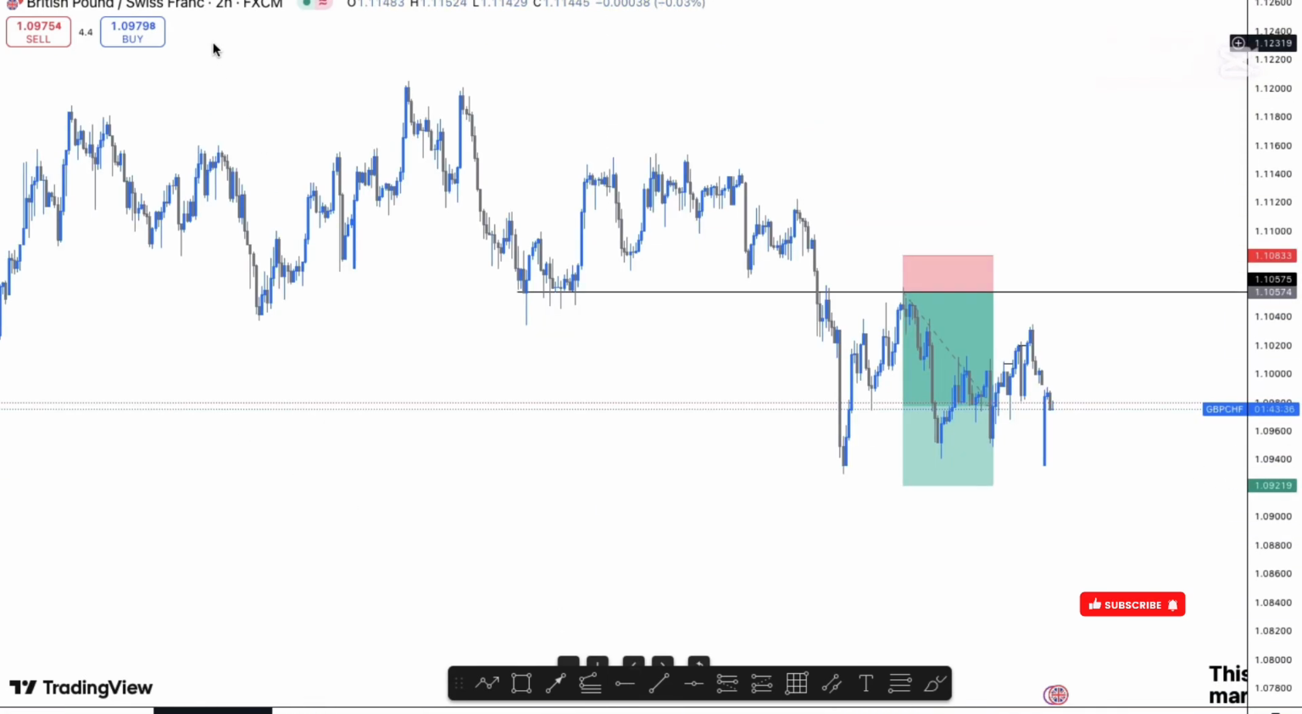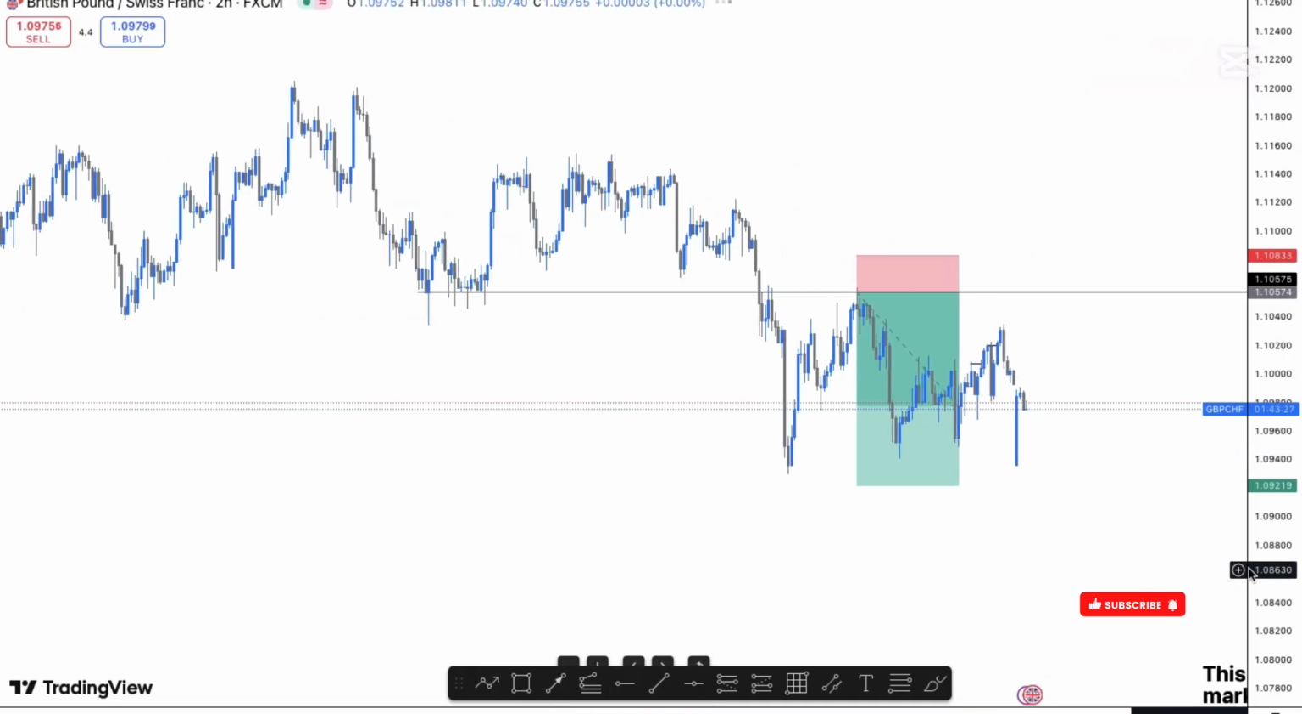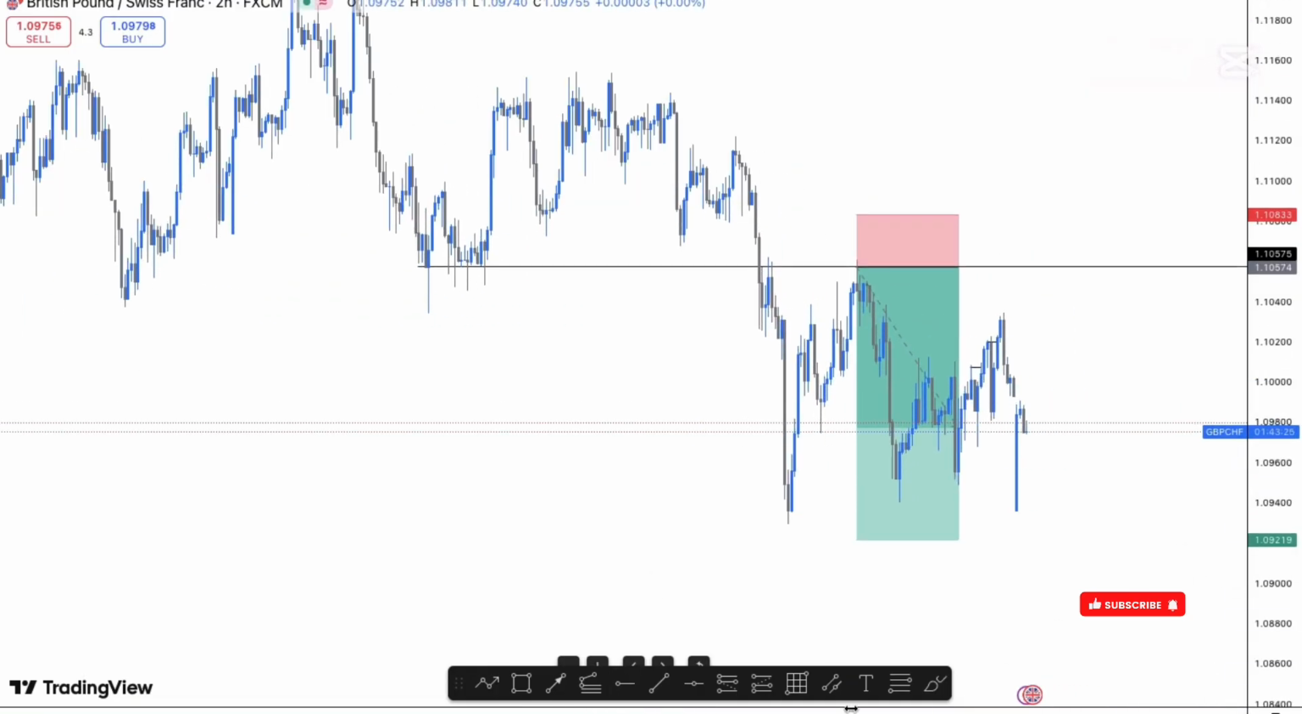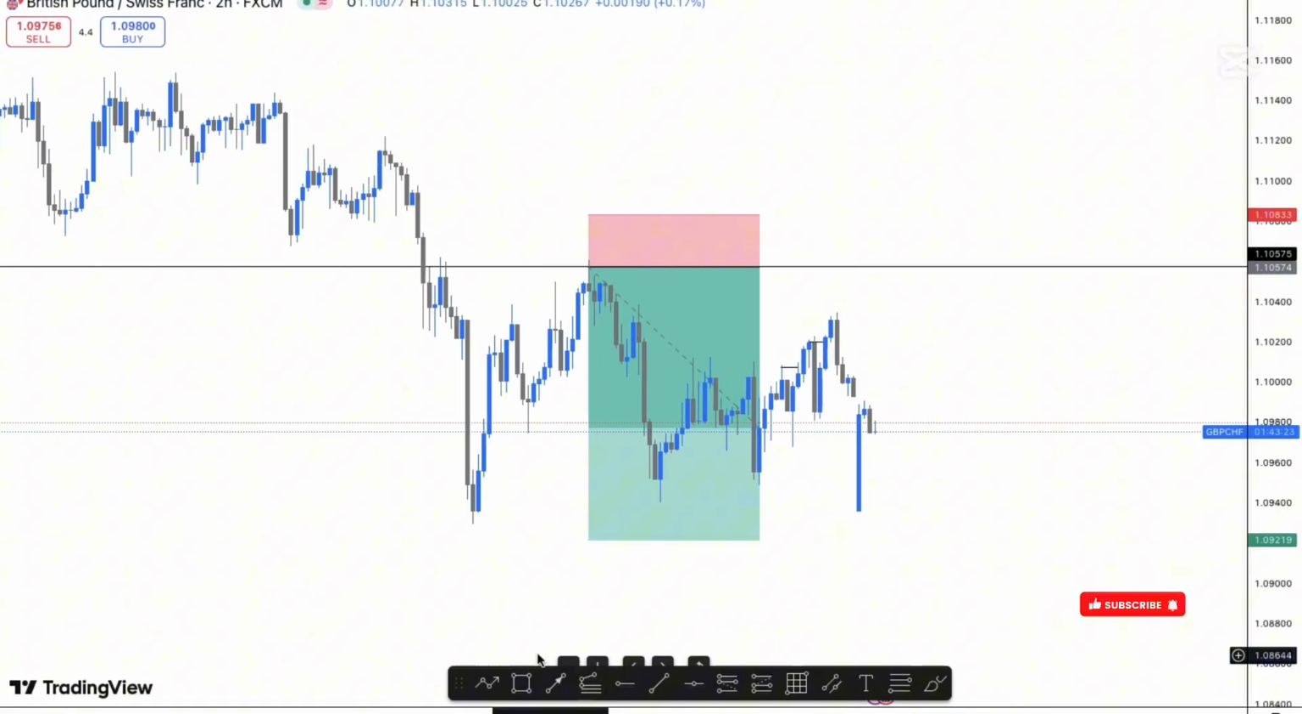This is the 2-hour analysis of GBP/CHF, Great British Pound and the Swiss franc. Understand that, like I was saying, this is a downtrend. And how do we identify it? You see, this was the top.